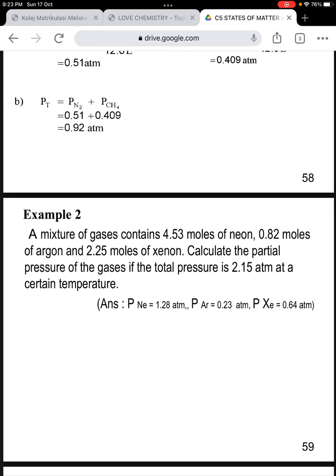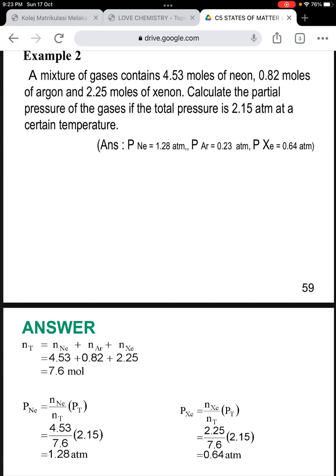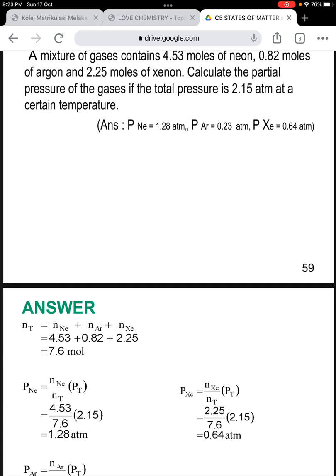Another example here. A mixture of gases contains 4.53 moles of neon, 0.82 moles of argon, 2.25 moles of xenon. Calculate the partial pressure of the gases if the total pressure is 2.15 atm at a certain temperature. Okay, now we look at the solution. We have been given all the 3 moles, so we can calculate the total mole. Adding all the moles will give us 7.6 mole, which is the total mole.